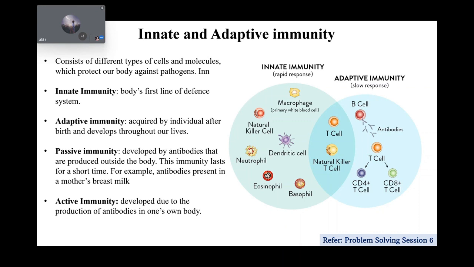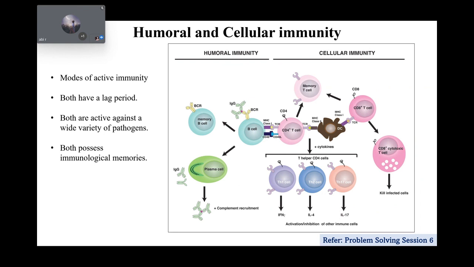In contrast to this, if we say active immunity, we mean the production of antibody in one's own body. So that response is your body's response to a pathogen. So your body is actively producing the antibodies. So these are the classifications for the immune system. And then in the active immunity, where your body is producing antibody and also responding to the pathogen, it can be further divided as humoral and cellular immunity.